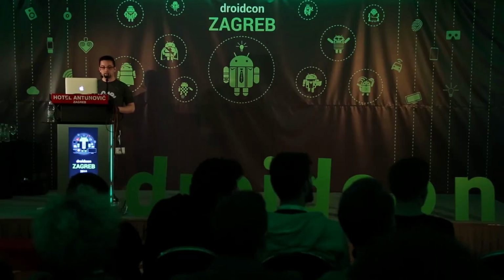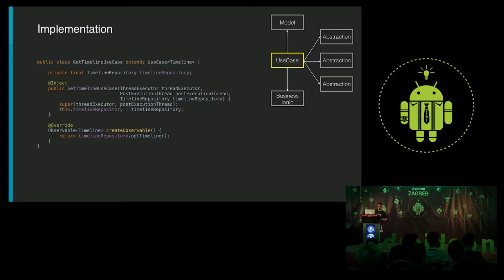Okay, the implementation of this get timeline use case, finally. It extends the use case for a timeline. That will be the result of this business logic. You can also wrap it in some generic class like interactor response or something like that. Since it needs a timeline from somewhere, it will also depend on timeline repository, which is an abstraction for a repository, provided via constructor injection. And as you see in create observable, there is no specifically hard business logic here. It's only passing a call to the repository for getting a timeline.